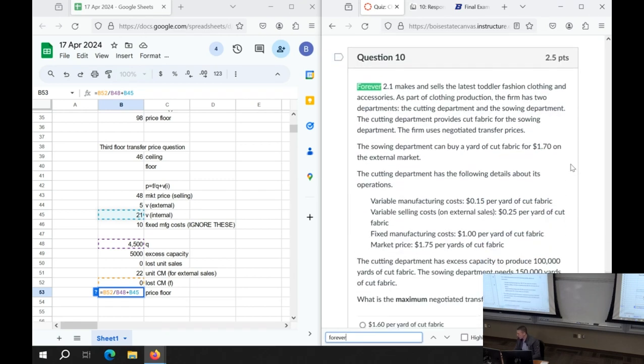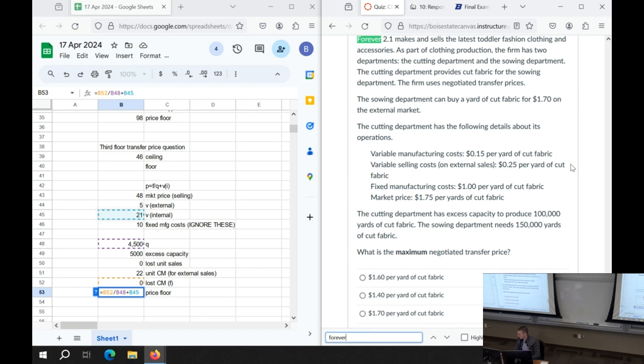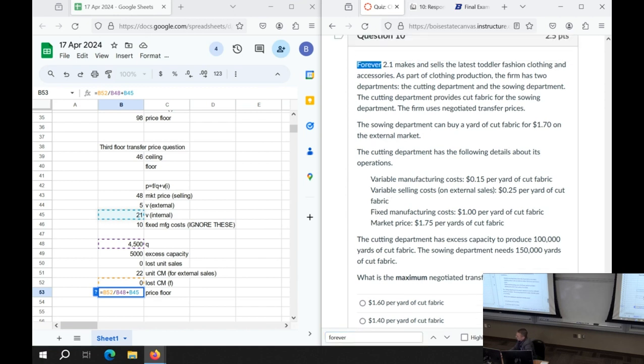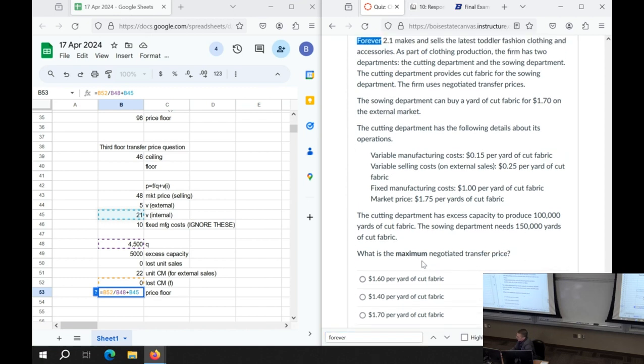Okay, here, there might be a few of these questions. Is this looking similar? Okay, so this is a transfer price. We'll do this one, yeah. And then we'll go to some service department cost allocations. All right, so this one's asking for maximum. Is yours asking for a minimum transfer price?